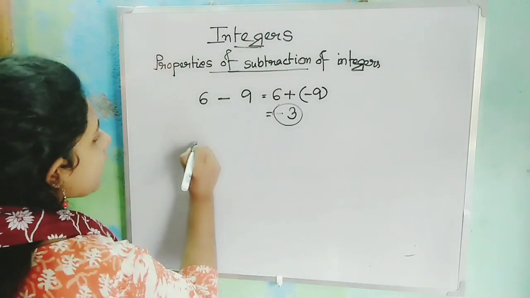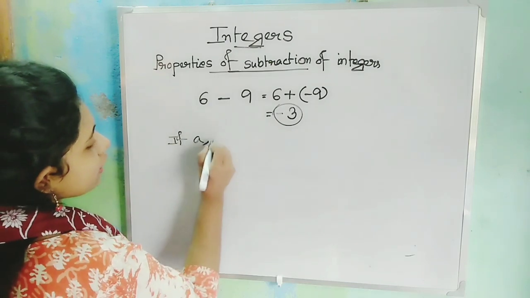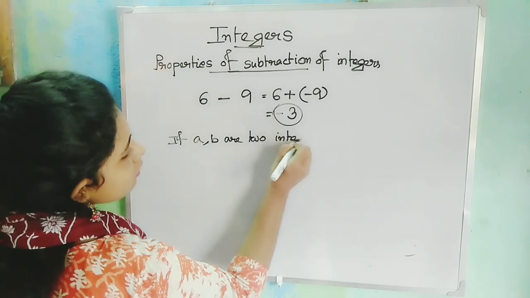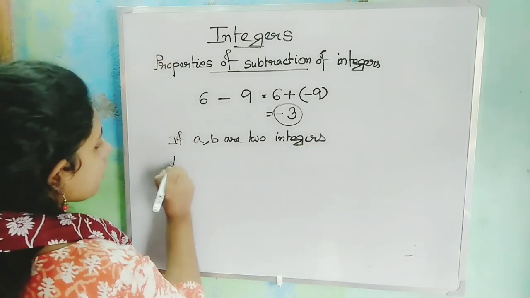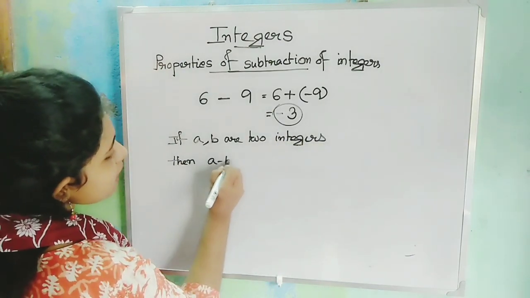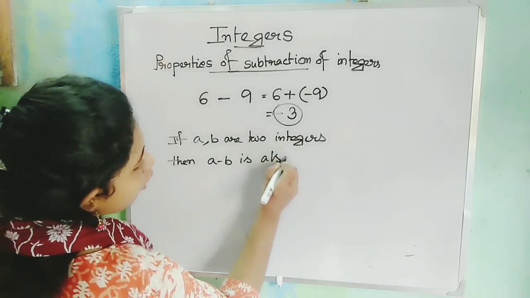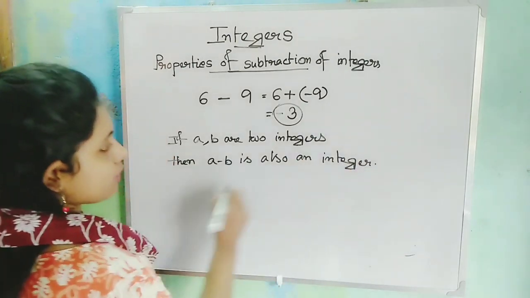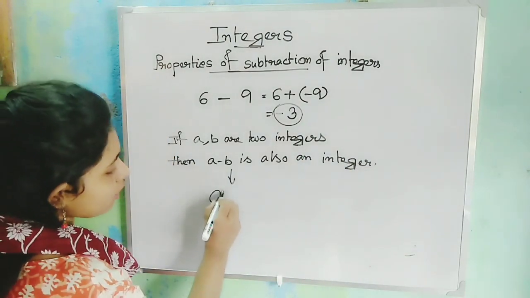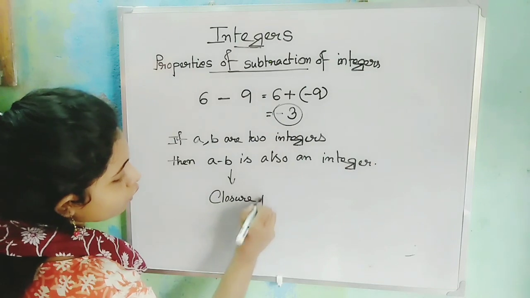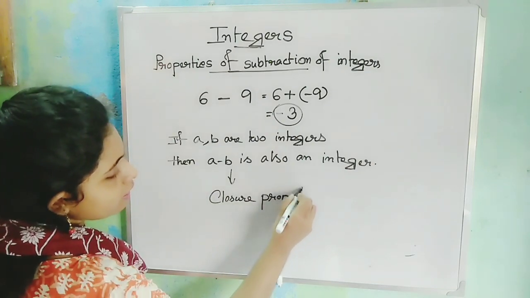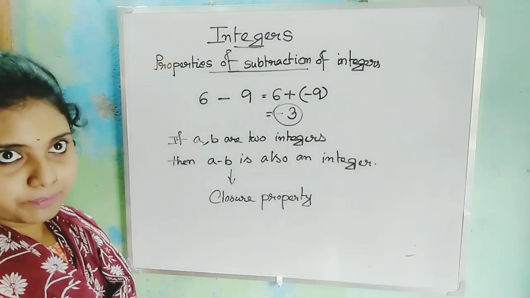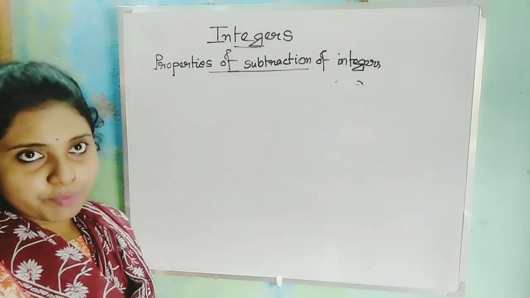So, we can say that if A, B are two integers, then A minus B is also an integer. This property is called closure property of subtraction of integers. We will see commutative property of subtraction of integers.